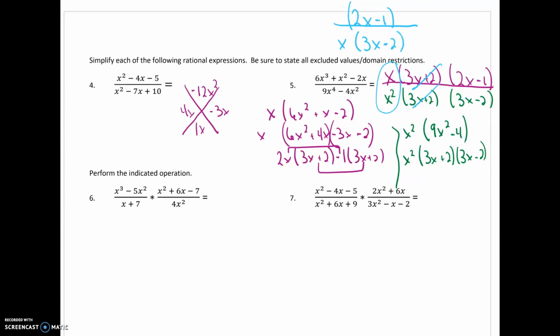The other thing it said, be sure to state all excluded values or domain restrictions. So that's the denominator. And as far as the denominators go, in this denominator, I can't have 0. And in this one, I can't have -2/3. And in this one, I can't have 2/3. And all I did was set those equal to 0 and got the x by itself. So x can't be 0, and then positive and -2/3, adding to that answer.